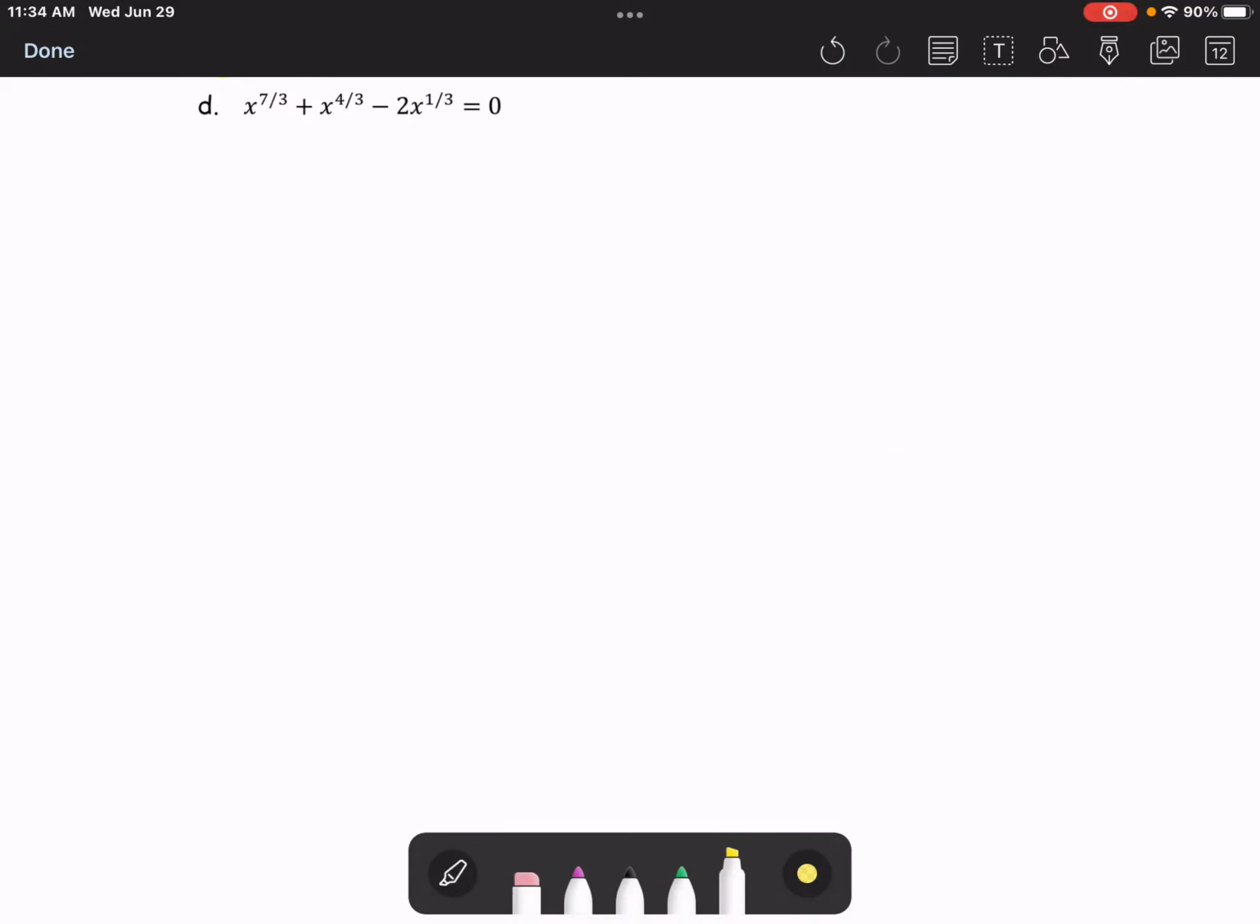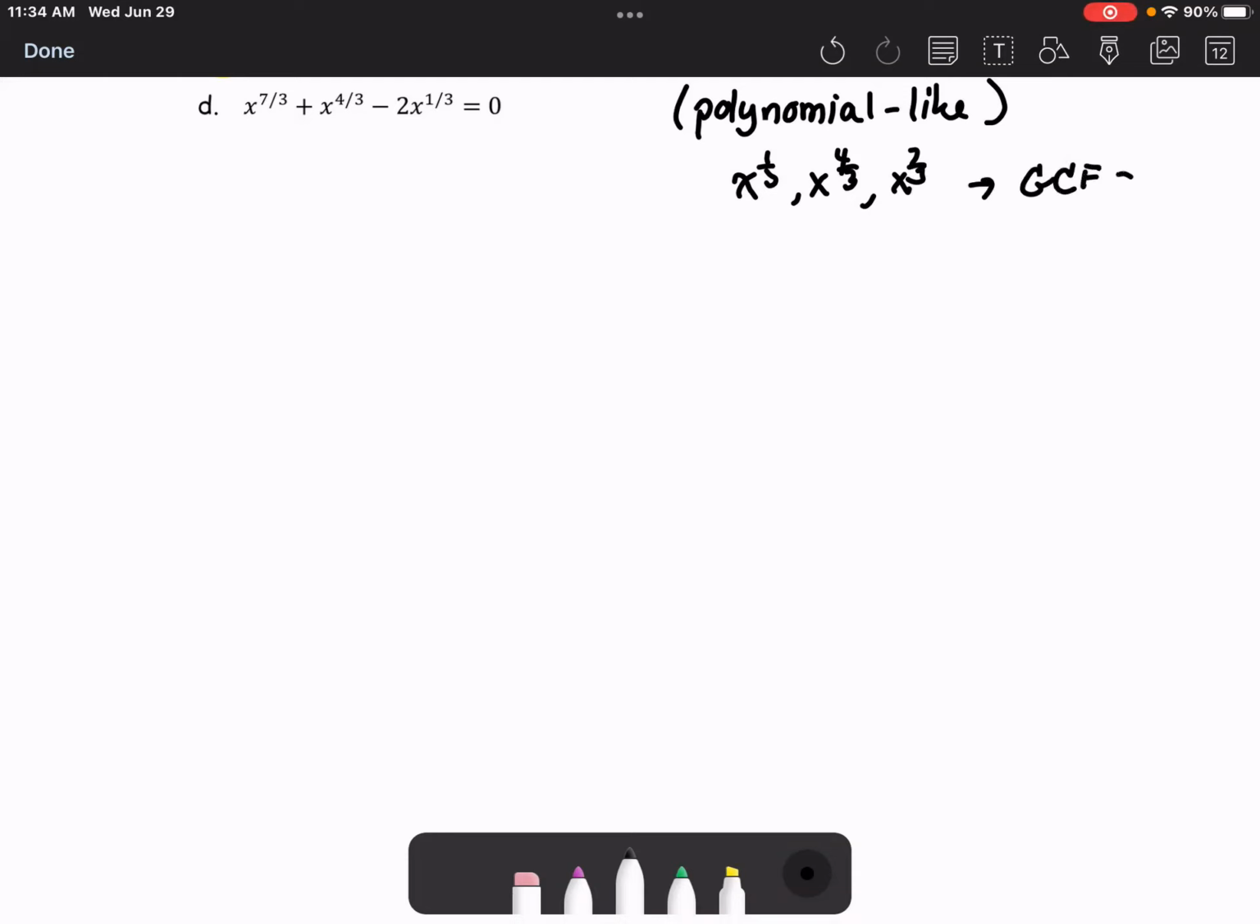For this example, we have the equation in the form of x to the power 7 over 3 plus x to the power 4 over 3 minus 2 times x to the power 1 over 3 equals 0. We would say this is a polynomial-like equation. The powers are x to the 1/3, x to the power 4/3, and x to the power 7/3. The greatest common factor is x to the power of the lowest, which is x to the 1/3.